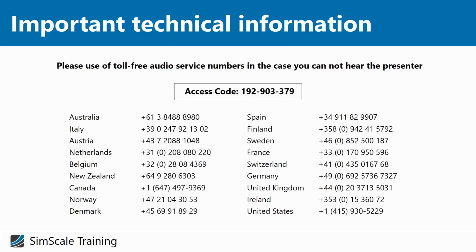However, in case you're not comfortable using your computer audio, or you don't have a good headset or speakers, you can also use our toll-free audio service numbers to listen to the presenters. You just have to dial one of the toll-free numbers you see right now on the screen, and once you're asked, just enter the access code 192-903-379 and everything will work.